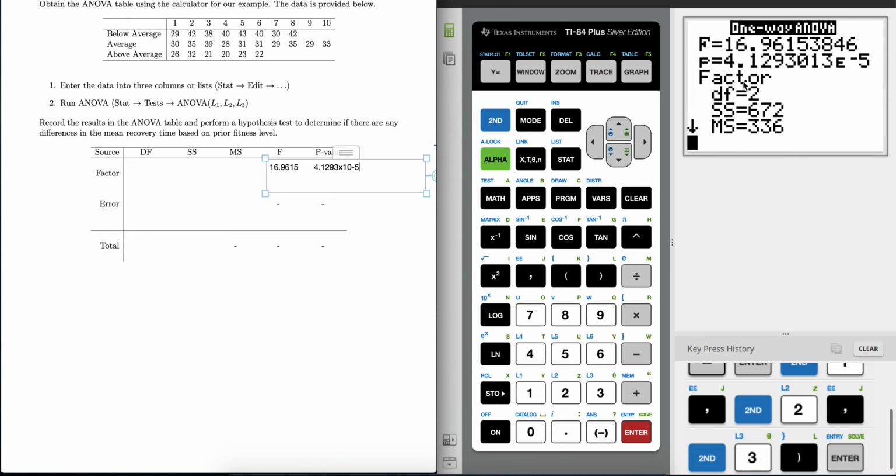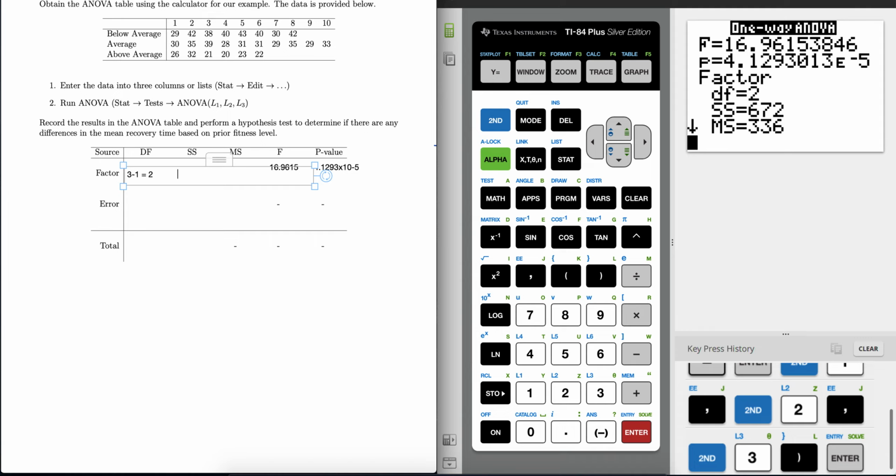Then we have broken down by contributions by our factor, and you see the little down arrow, we can scroll for contributions by the error. So let's look at the factor first. It gives us degrees of freedom, which makes perfect sense here to be 2. If you think about our formula for degrees of freedom, I'll write it in. It was how many groups? We have 3 fitness levels we're comparing. So 3 minus 1, so number of groups minus 1 is our n minus 1 for factor, which gives us a 2 that's showing up on the calculator.